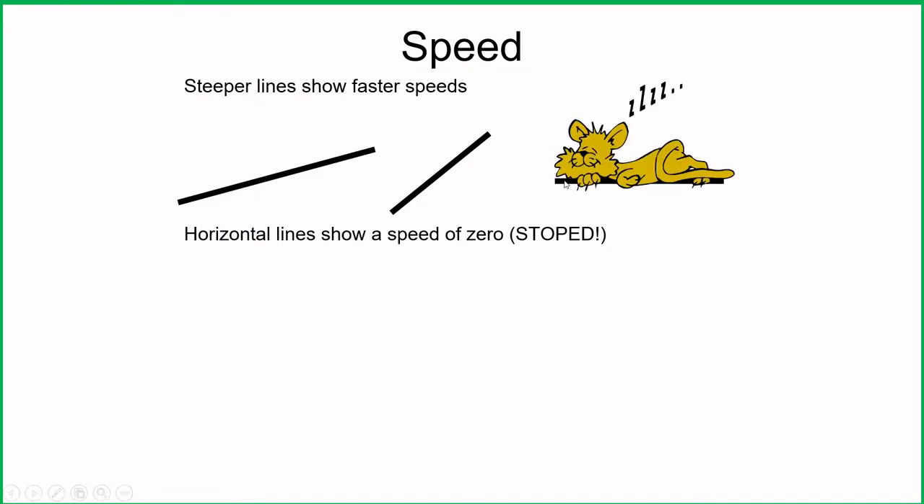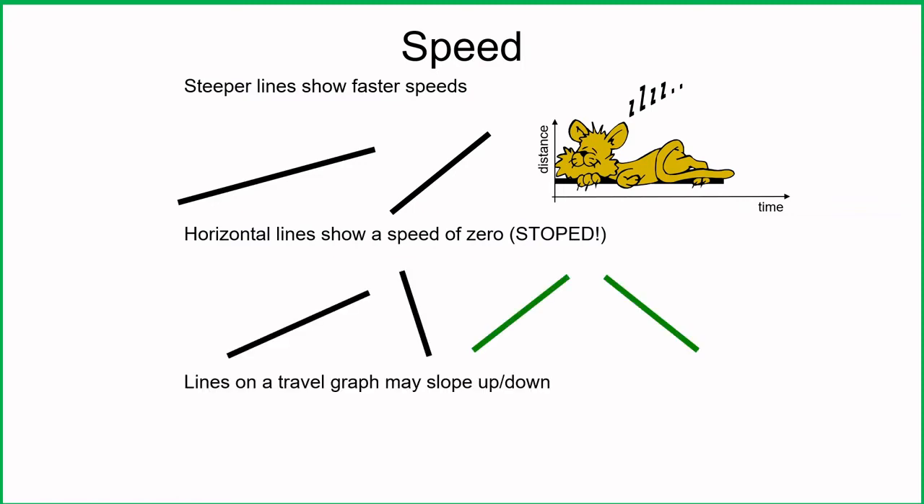A speed which is represented by a horizontal line simply shows the speed of 0. That's because time is passing, but the distance isn't changing. This cat's not going anywhere. He's completely stopped.